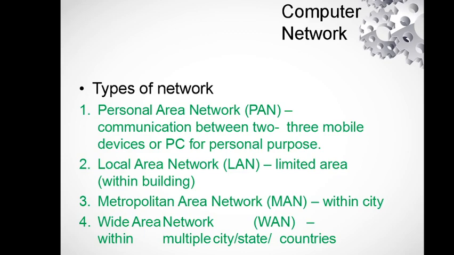Then there is the local area network, for a limited area within a building. Then the third type is the metropolitan area network, or MAN. The area will be within a city. Then the fourth one is the wide area network, or WAN. This is within multiple cities, states, or countries. PAN is the smallest network, then LAN is larger than PAN, MAN is larger than LAN, and WAN is the largest network. We will discuss these types of networks one by one.